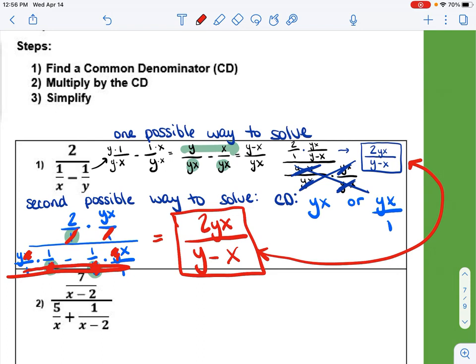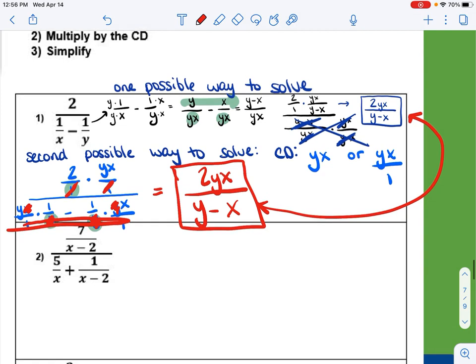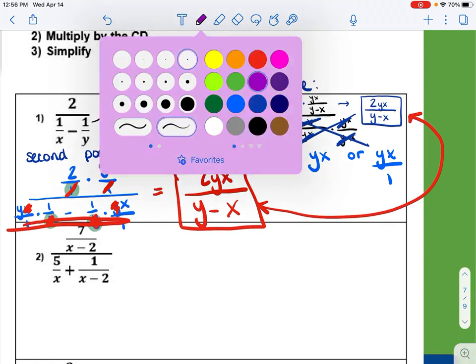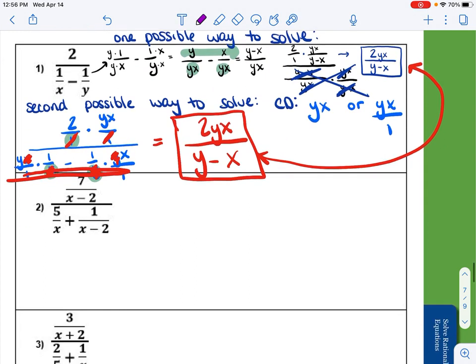This next one, I'm going to do the first possible way to solve. And then I'll follow that up with the second possible way to solve on the last one.